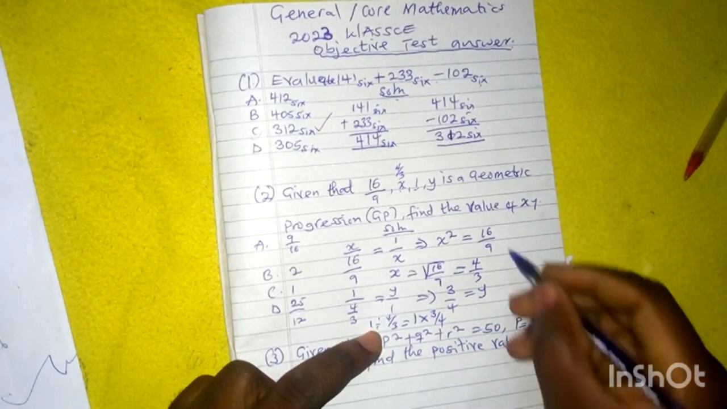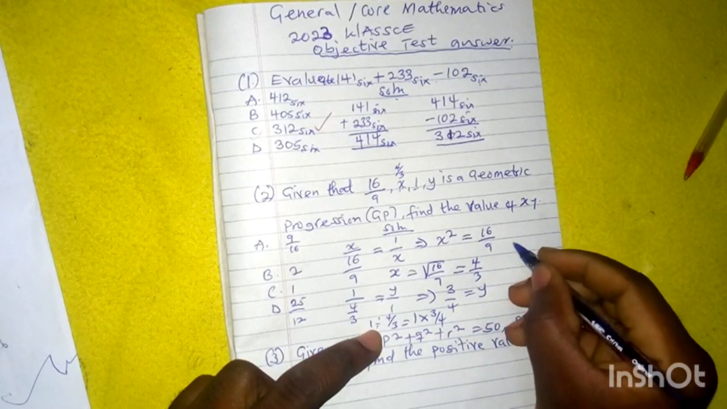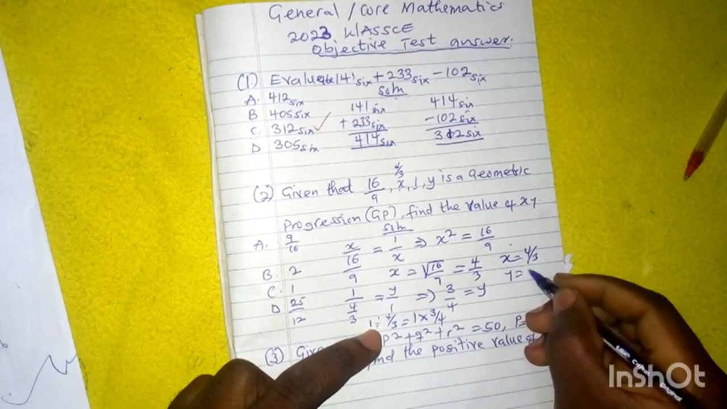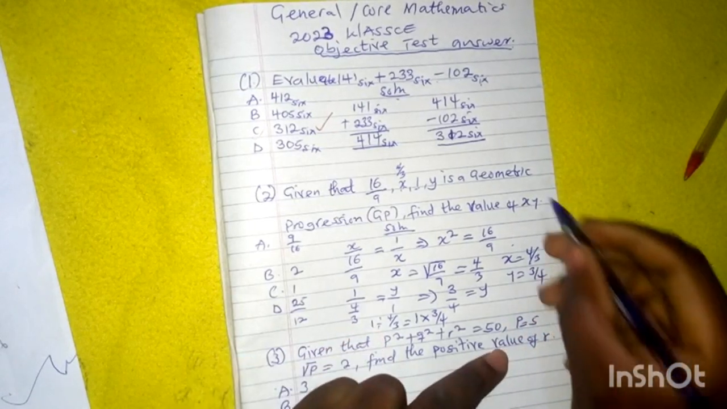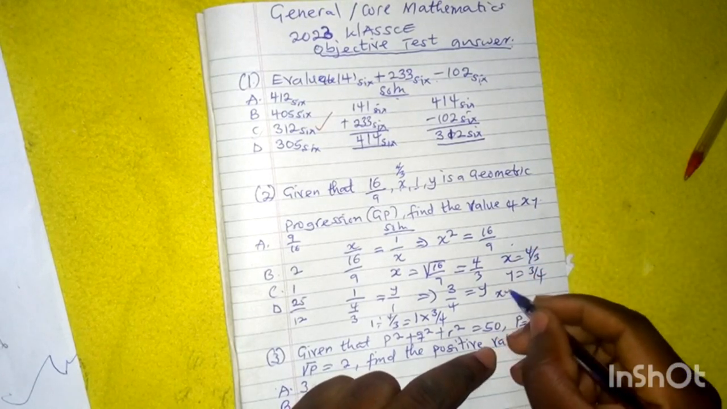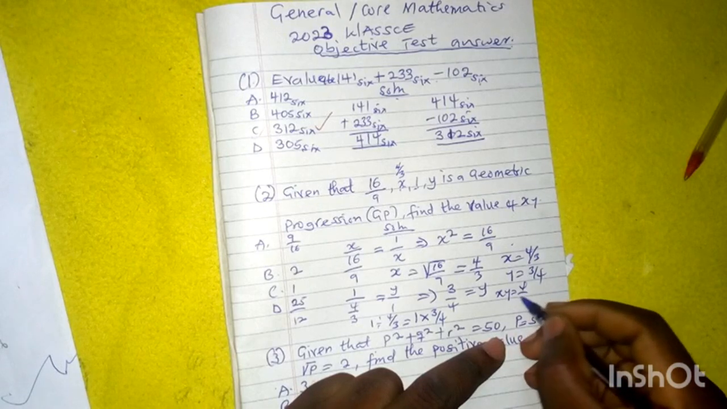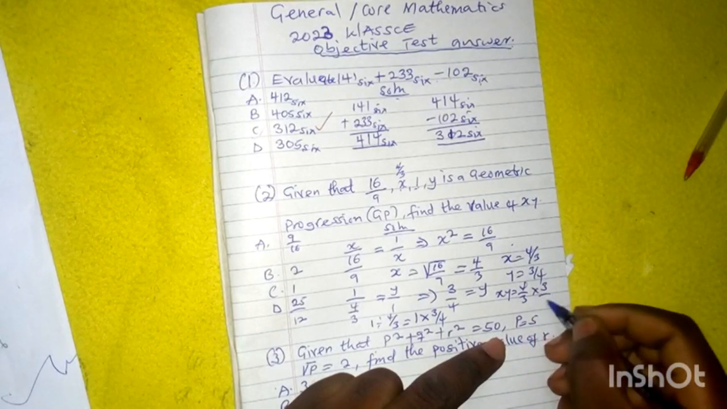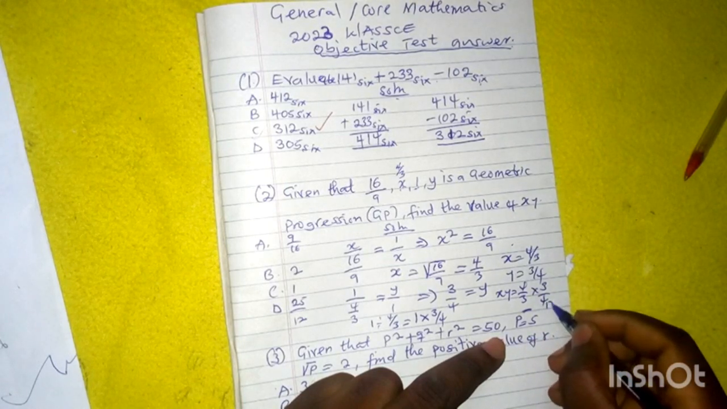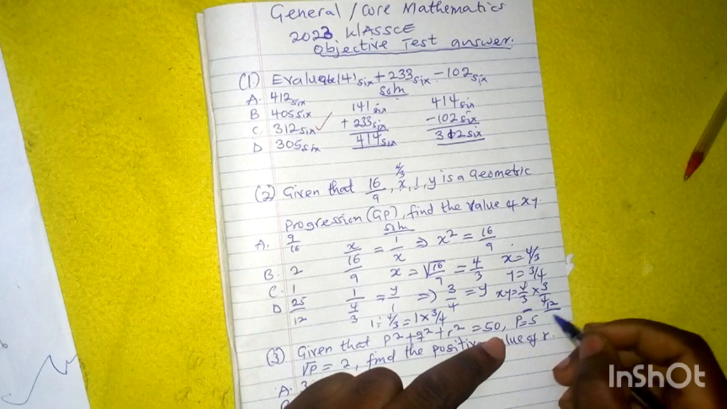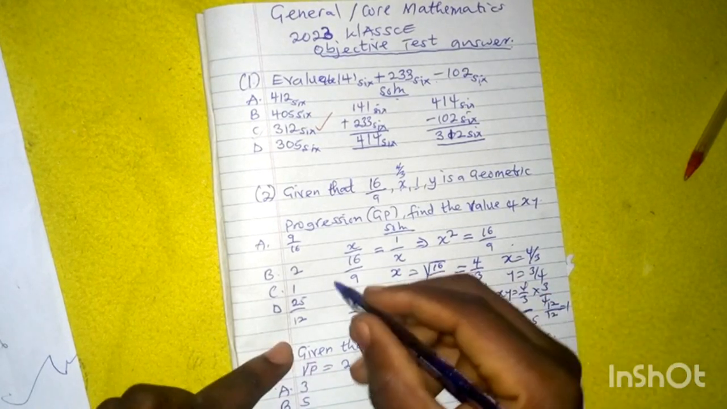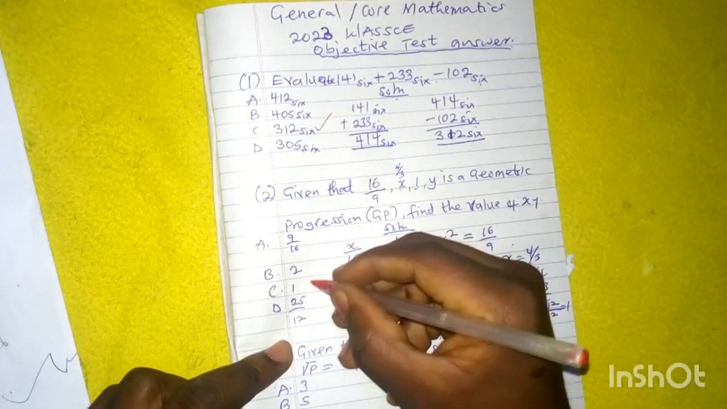In the question, we have x is 4 over 3 and y is 3 over 4. We are asked to find xy, so that means x multiplying y. So xy is 4 over 3 times 3 over 4. 4 times 3 will give us 12, and 3 times 4 will give us 12. 12 over 12 is 1. So therefore the answer for this is C, which is 1.